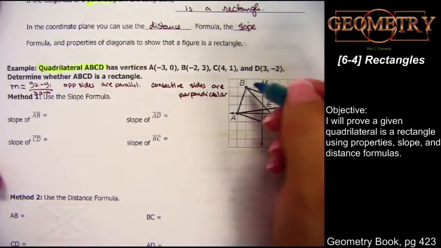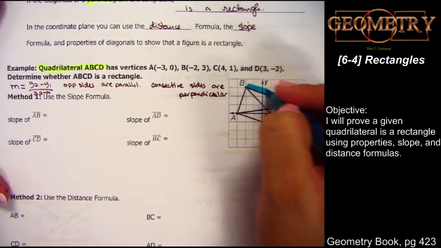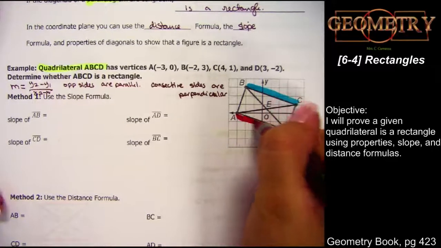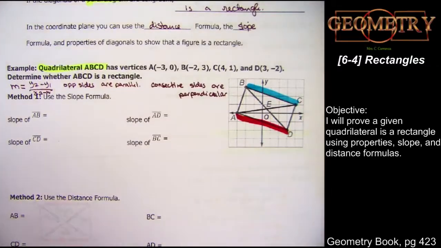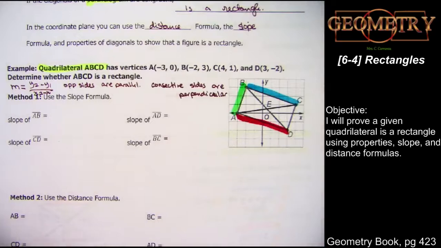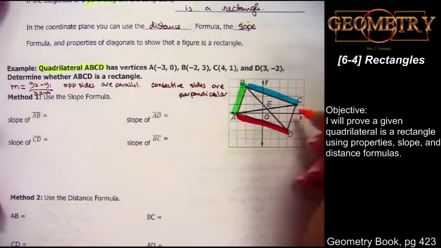Okay? So I'm going to go ahead and color code these guys so that it's easy for me to see which ones are opposite. You guys go ahead and start on the slope and I'll catch up with you, and when I'm all done, we will reconvene and decide, is this thing a parallelogram? Is this thing a rectangle or not?